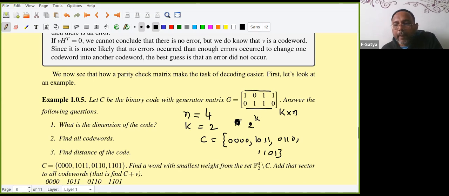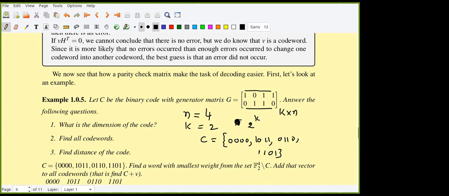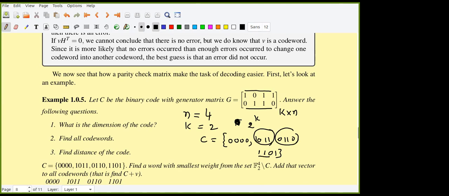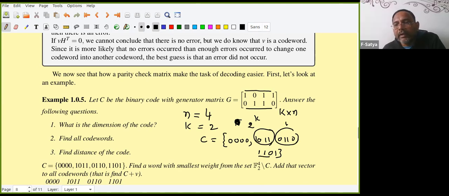What is the distance of the code? You do not need to find the distance between each and every pair. What is the better way? Minimum of the weights. What is the weight of this? 3. What is the weight of this? 2. Sufficient. Minimum of the non-zero code words. So that is the advantage of a linear code. So the distance is 2 now. You can easily check between all of them, and the distance becomes 2 only. Right? So these things are done.